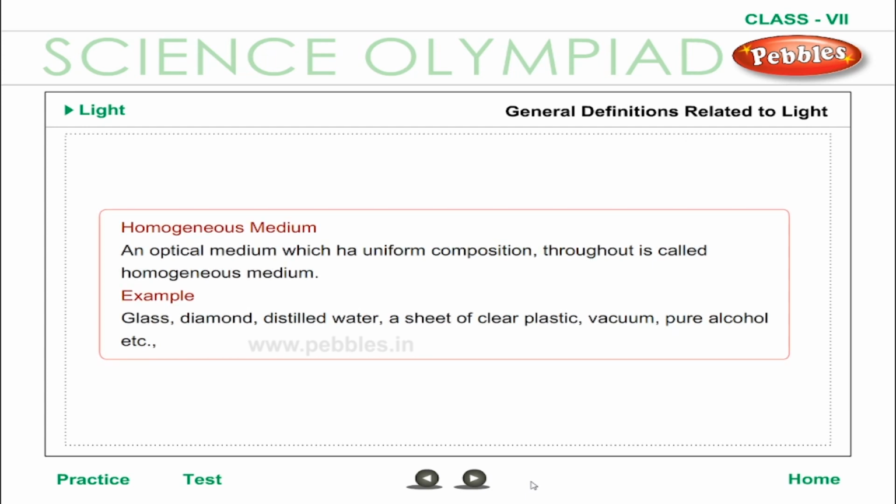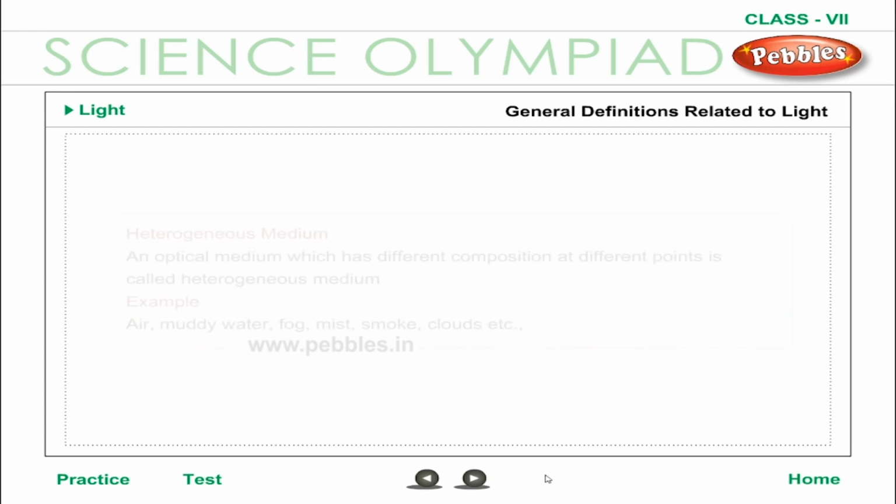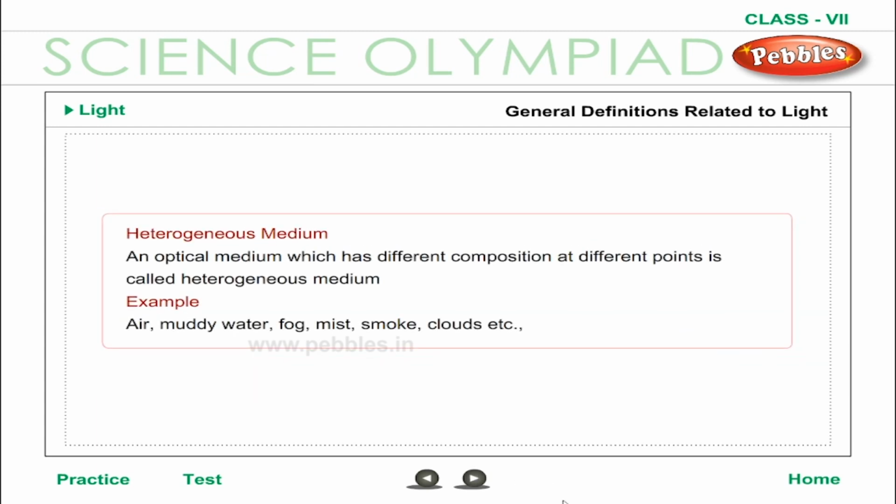Homogeneous medium. An optical medium which has uniform composition throughout is called a homogeneous medium. Example: glass, diamond, distilled water, a sheet of clear plastic, vacuum, pure alcohol, etc. Heterogeneous medium. An optical medium which has different compositions at different points is called a heterogeneous medium. Example: air, muddy water, fog, mist, smoke or clouds, etc.